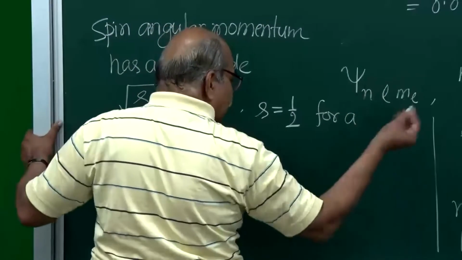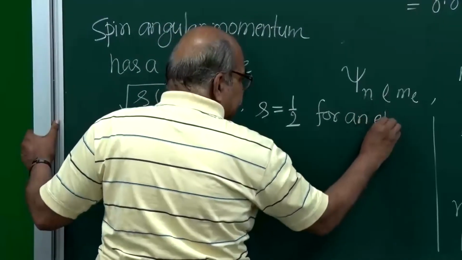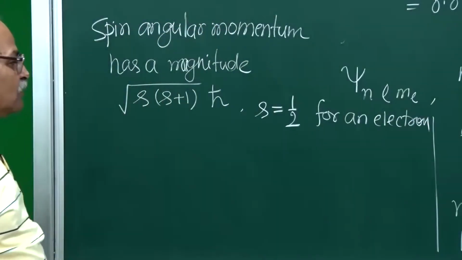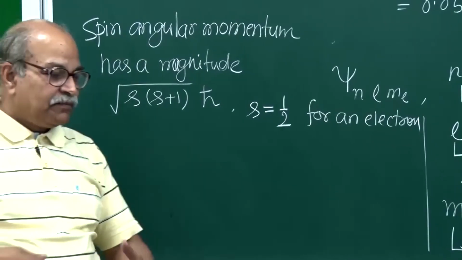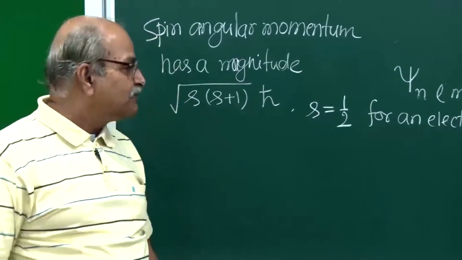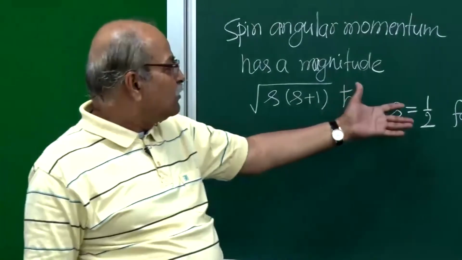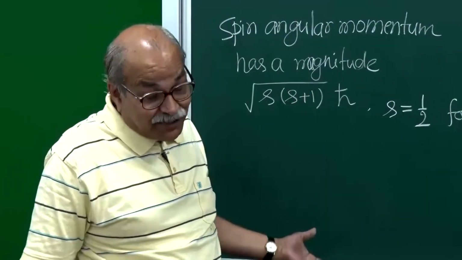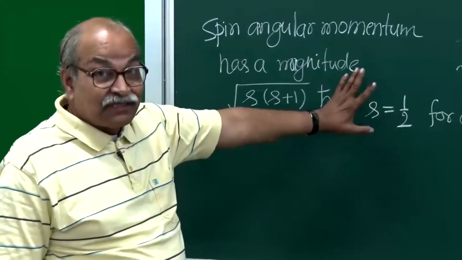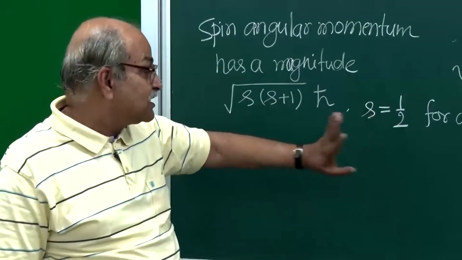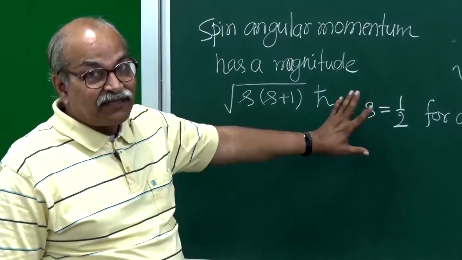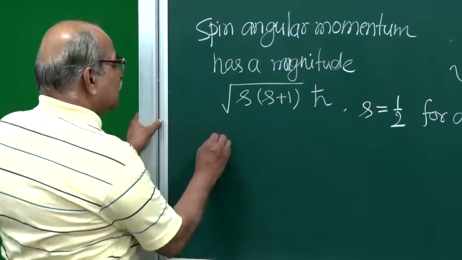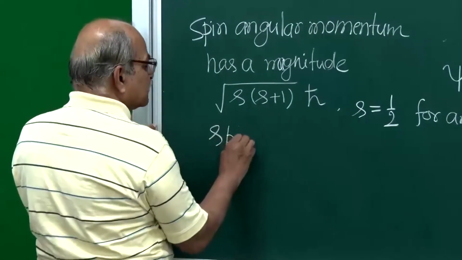For any electron, all electrons, and in fact all protons also, all neutrons also, there are many fundamental particles, they will have a spin angular momentum of this magnitude. Other magnitudes are also possible for other particles, but for electrons, protons, and neutrons, there is a fixed angular momentum magnitude. Okay, so we call them spin half particles. These are spin half particles.